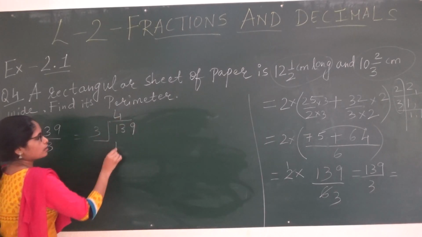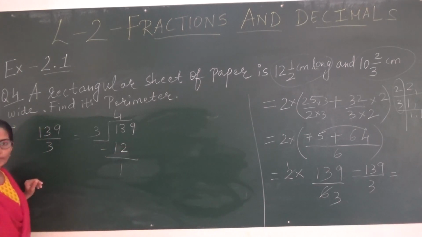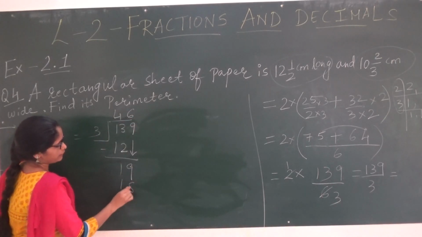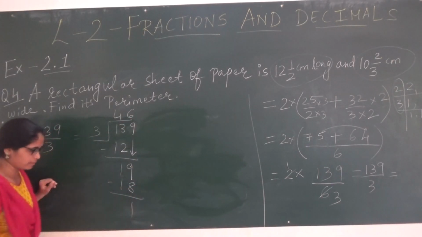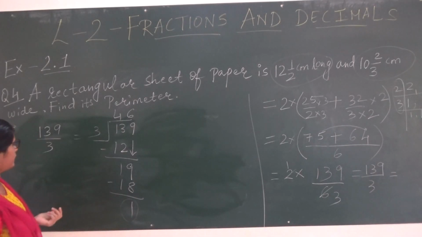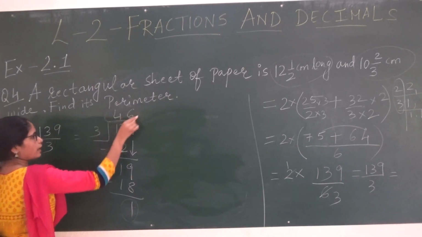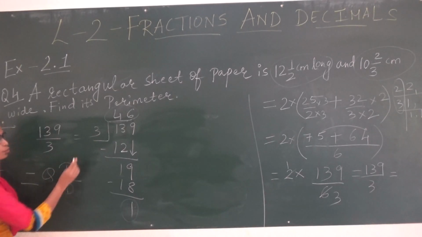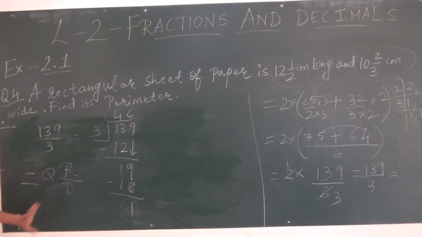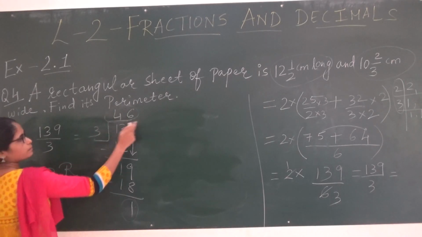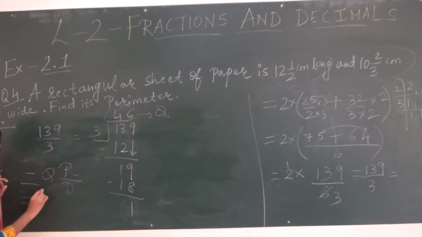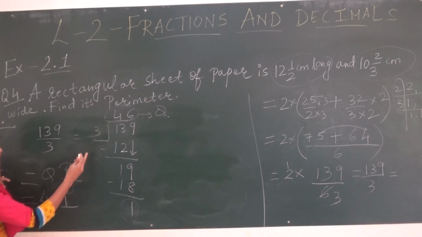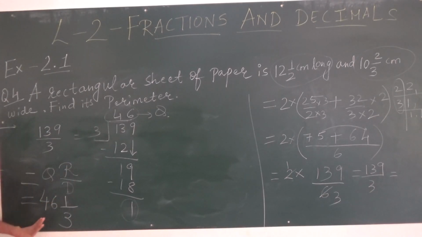So 3 4s are 12. 3 minus 2 will be 1 and this 9 we will take over here. Now 3 6s are 18. So 9 minus 8 is 1. So this 1 is left out. Now write it in mixed fraction. This is our answer. As I told you, first quotient, then remainder, and then we need to write this divisor. Q R upon D. Remember this. So what is our Q? This part, 46. So 46 and R. What is our remainder? 1 and divisor is 3. So this is our final answer.